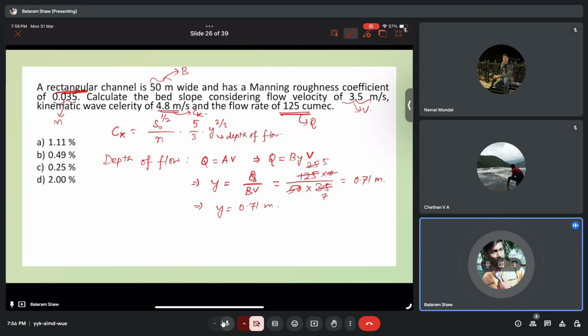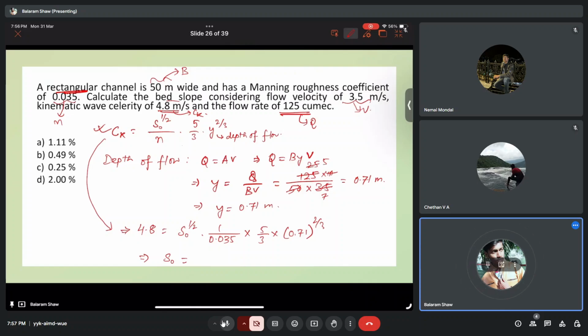Just put this in this equation. So Ck, what we have? Ck is 4.8 meter per second, right? S naught is given? No, right? We need to find out the bed slope only. So S naught to the power half into 1 by n, which is 0.035, into 5 by 3 into 0.71 to the power 2 by 3. Just do this and tell me how much you are getting as S naught.